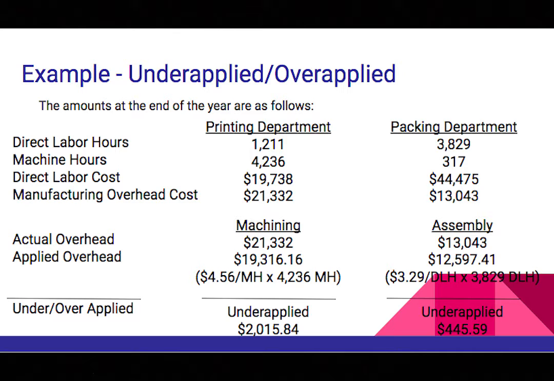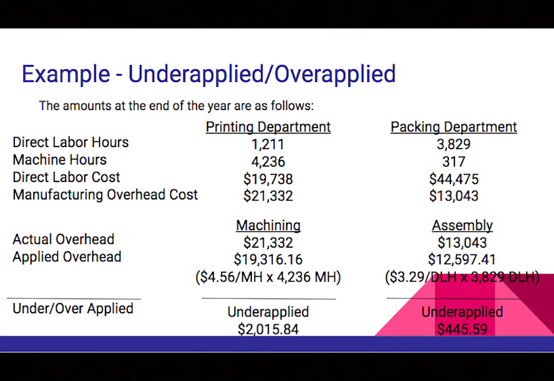Next, once you have the departmental overhead rates calculated, you decide whether the manufacturing overhead cost is underapplied or overapplied. In order to do this, you receive the actual information for the entire year. So you will have all of the information that is completely accounted for the printing department and the packing department. In our example, the actual overhead that was used in the printing department was $21,332. The applied overhead you have to calculate yourself from the departmental overhead rate you just calculated for the printing department, multiplied by the actual machine hours that the printing department used, which was 4,236. So you multiply the rate, $4.56 per machine hour, by the machine hours, and you get $19,316.16.